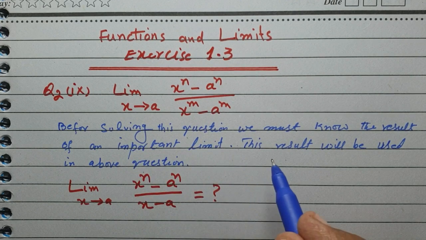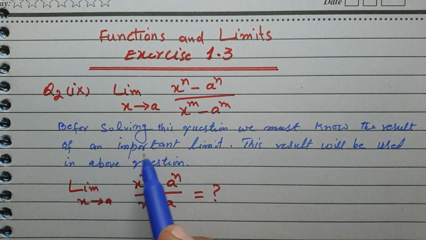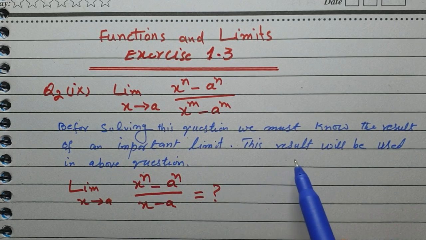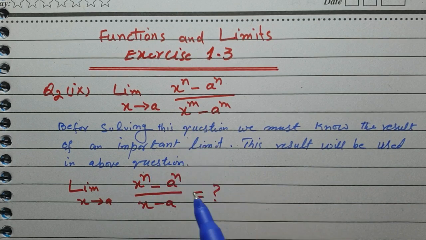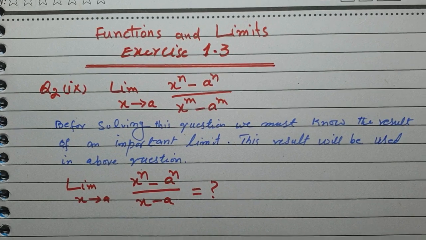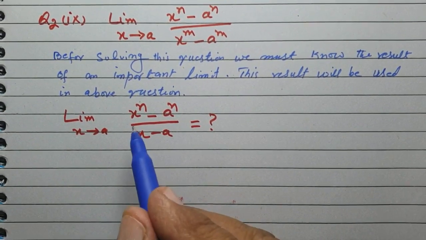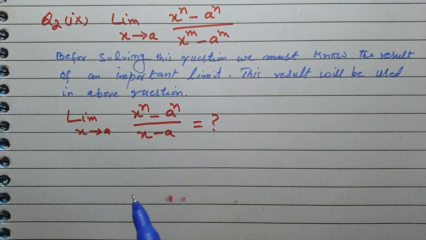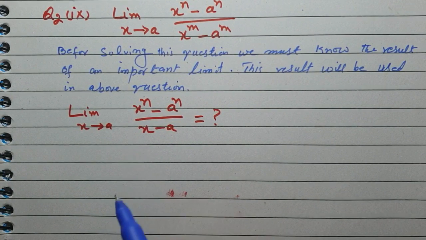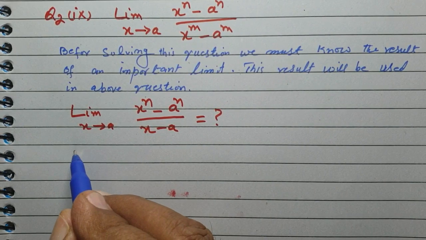Before solving this question, we must know the result of an important limit. This result will be used in the above question. And the important limit is this. What will be the result? So we must know the factors of x^n minus a^n. So we proceed like this.